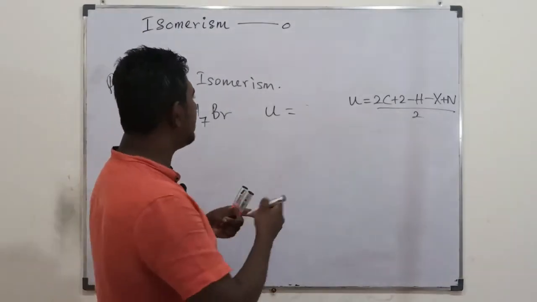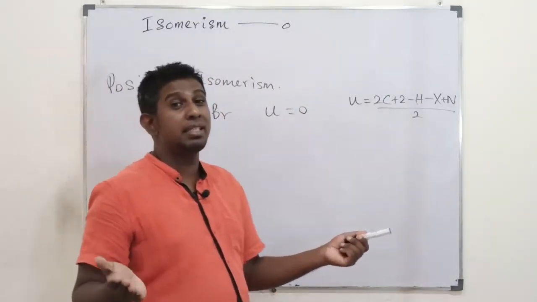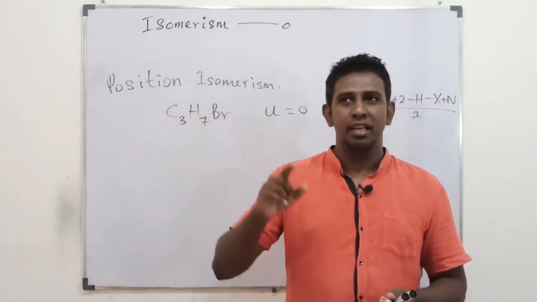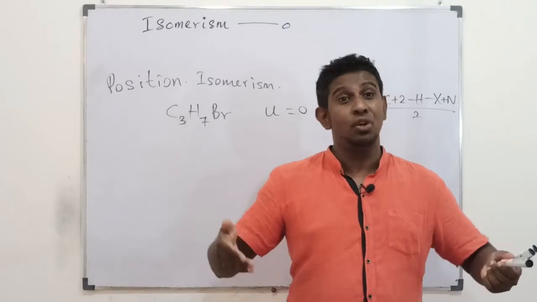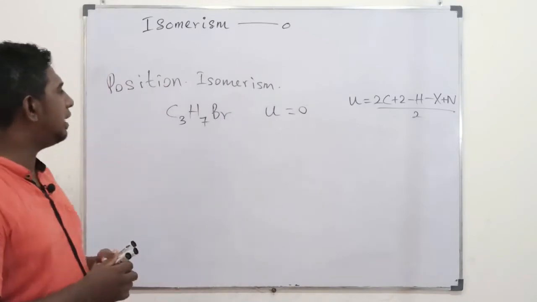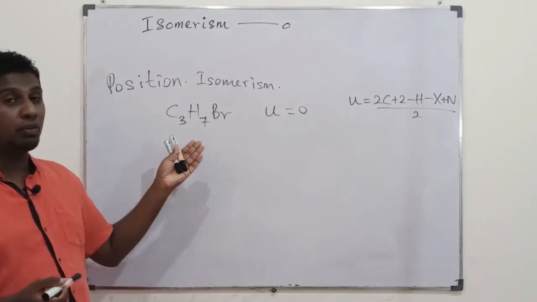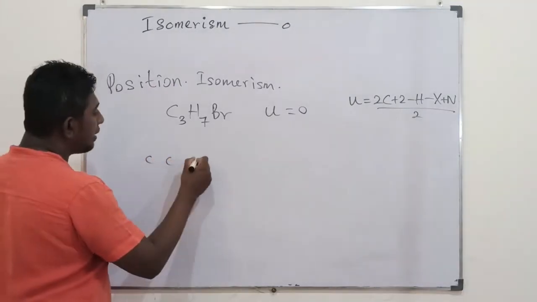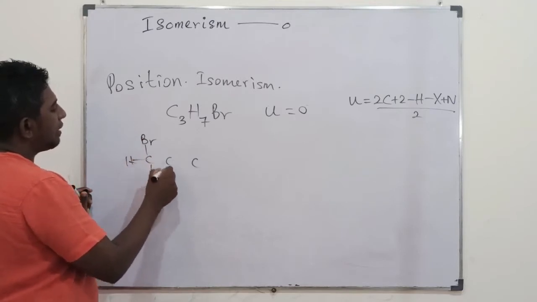Anyway, the unsaturation number here is 0. Therefore, this compound doesn't have any double or triple bonds, or cyclic structures as well. Any cyclic structure takes the unsaturation number 1. That's why I'm saying no cyclic structures as well. Then students, I'm ready to go ahead. When I try drawing isomeric structures for this molecular formula, it's firstly 3 carbons. I would keep the bromine on the very first carbon.